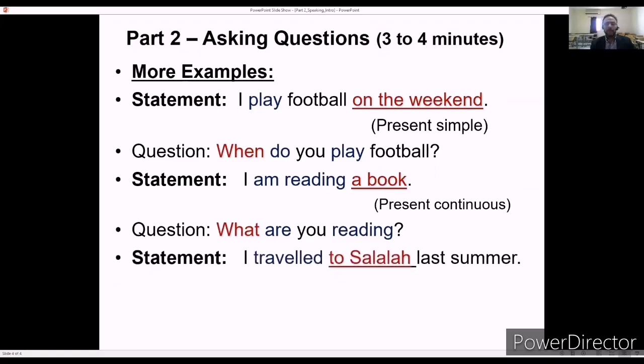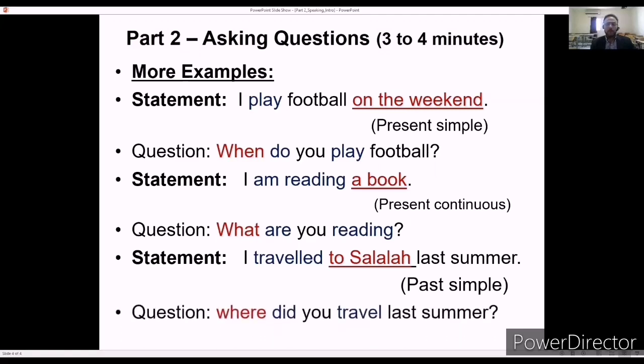Statement number 3, I traveled to Salalah last summer. Here, as you can see, the verb traveled is in the past simple. And here, to Salalah is a place, a prepositional phrase. So you need to form a question based on the statement provided by the examiner. I traveled to Salalah last summer.